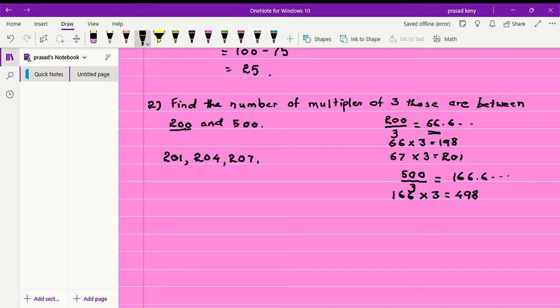So when you want to find out the first multiple of 3 that just exceeds 200, divide 200 by 3, take the integer part 66 and go to the next integer. That means go to 67 and multiply it by 3. That will be the first multiple of 3 that will just exceed 200, which is 201. And to find out the last multiple that is just less than 500, just divide 500 by 3, take the integer part and multiply it by 3, and that will give you 498.